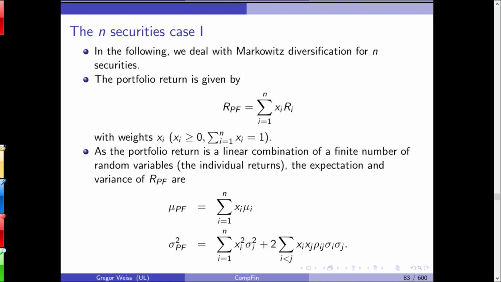The portfolio return again is given by the weighted sum of the individual assets' returns with weights xi: x1, x2, x3. Now, we could also impose something: for 3 stocks, for example, we have x1, x2, and then 1 minus x1, x2. That would reduce the number of parameters by 1. But here in the n security case, we'll just deal with n parameters. We assume that xi is larger or equal than 0.